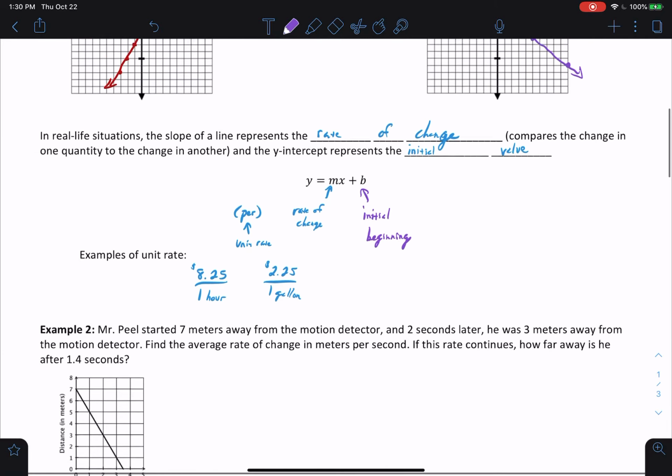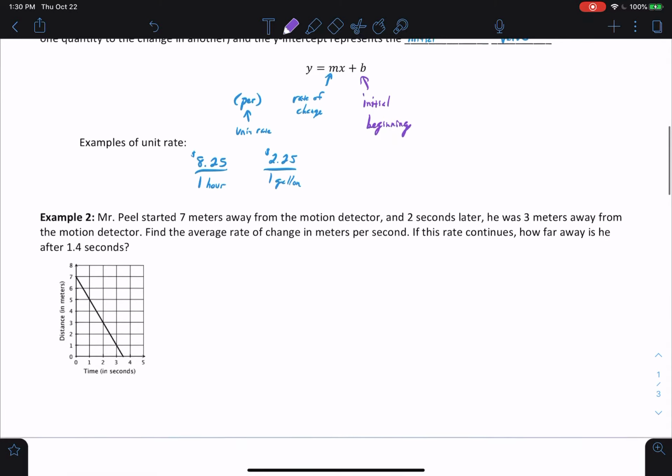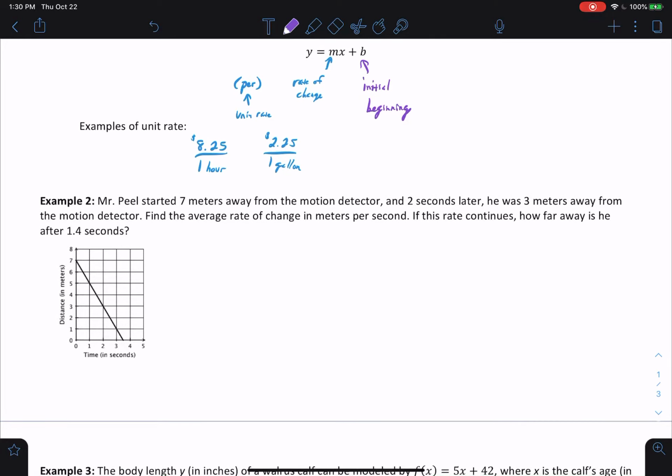But in word problems, like example 2, Mr. Peel started 7 meters away from the motion detector. So this is his initial location. 2 seconds later, he was 3 meters away from the motion detector. Find the average rate of change in meters per second. If this rate continues, how far away is he after 1.4 seconds?